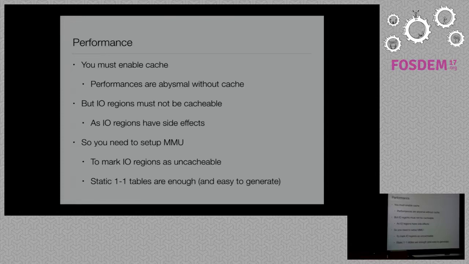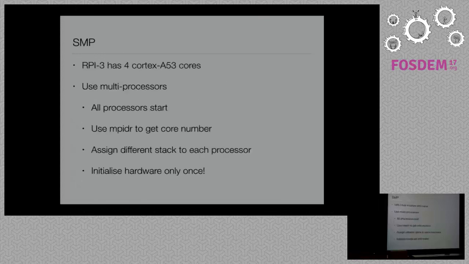You can also try to use the 4 cores. As we have seen, all the processors start, and we have put 3 in a busy loop. There is a specific register to get the core number, so you get a number from 1 to 3. You have to specify a stack for each processor and execute a specific start routine for each processor. But don't forget to initialize hardware only once.